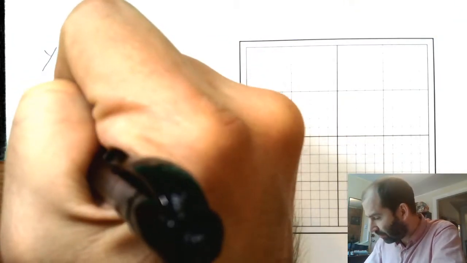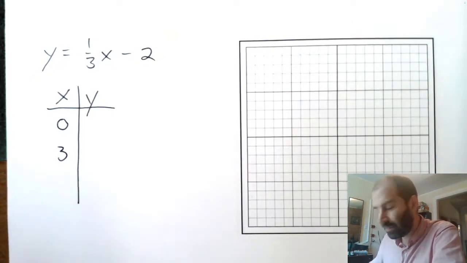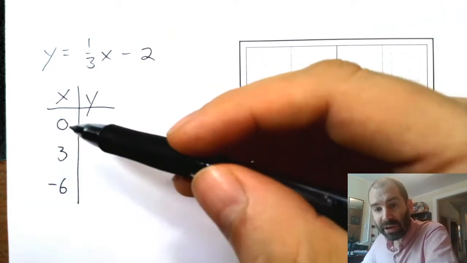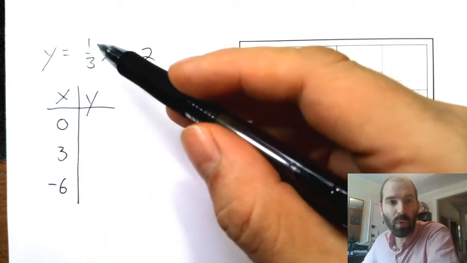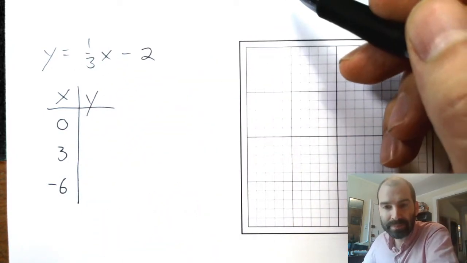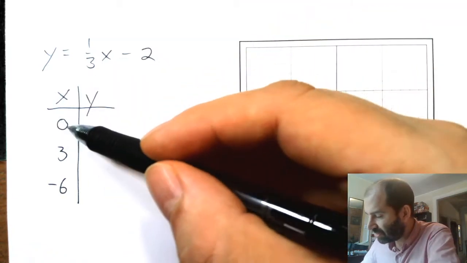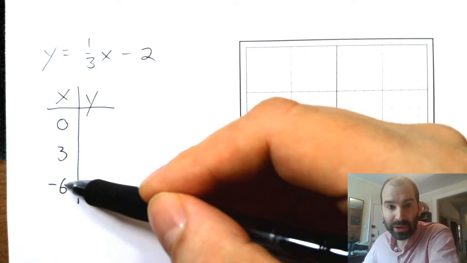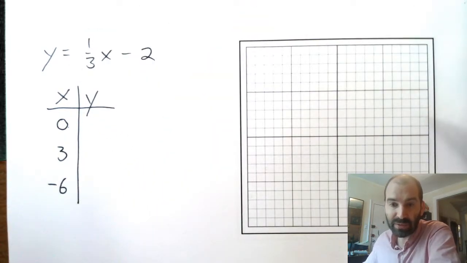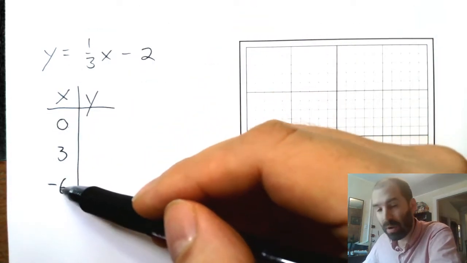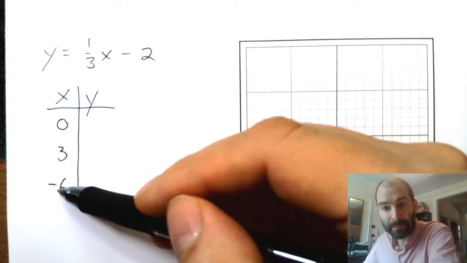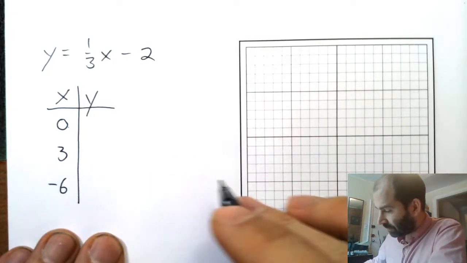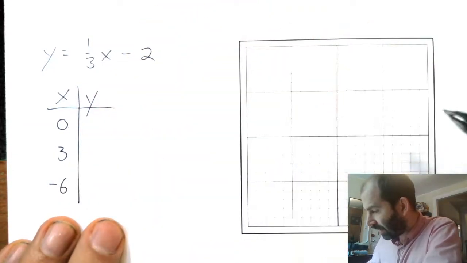So let's take x to be 0, we'll take x to be 3, and let's get a negative number in here. We'll try -6. Now I'm being very careful how I choose these. Notice I have a 1/3 x. So it makes sense to choose numbers that are divisible by 3. If I choose a number that's not divisible by 3, I'm going to get a fraction. Let's avoid that by choosing numbers that are multiples of 3. And that way we won't get any fractions, right? So good, we were careful about that. Let's go ahead and compute these.